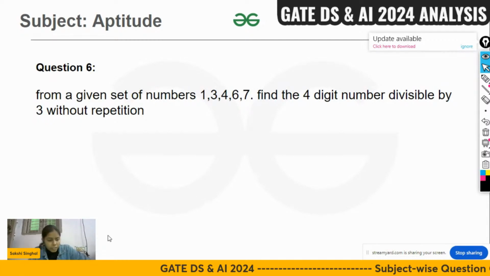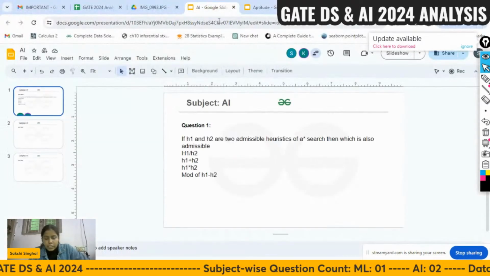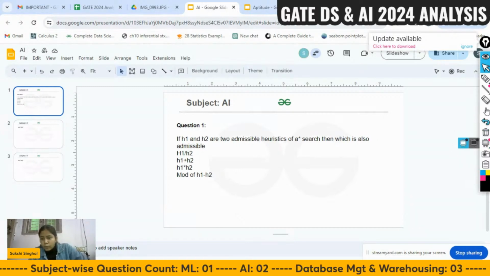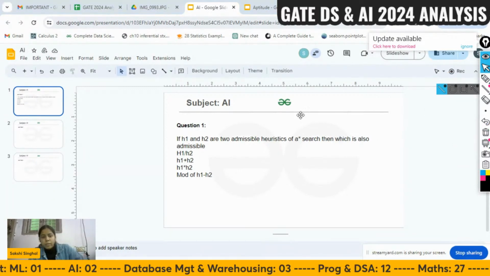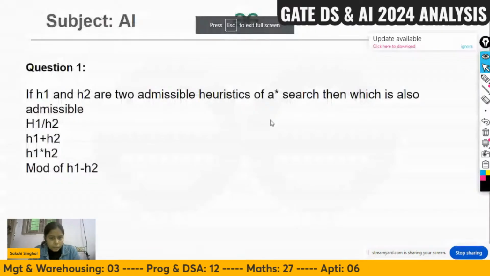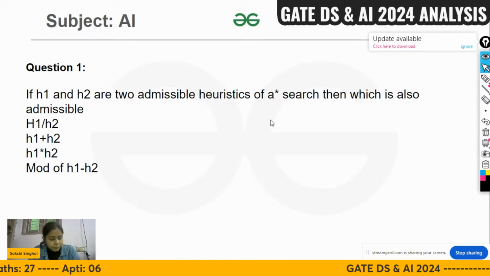So I have one question from artificial intelligence as well. Let's solve it, and then we'll ask other mentors to solve more questions with you. Let me slide show it so you would be able to see it properly. Yeah, so guys, anybody, what have you answered here in this question? Just tell me.